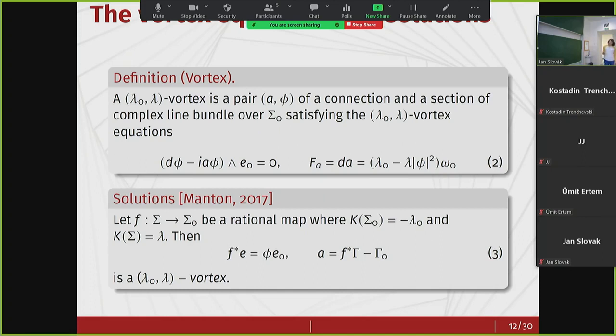And then the phi and the a that you obtain in this way are precisely going to be a solution of the vortex of the lambda 0 lambda equations. So again, the punchline here is that you take two Riemann surfaces, you have your map F, and this map, by definition, is a map between two Riemann surfaces with different Gauss curvatures. So then you just apply this recipe that is here, and that is going to produce precisely solutions of the lambda 0 lambda vortex equations.